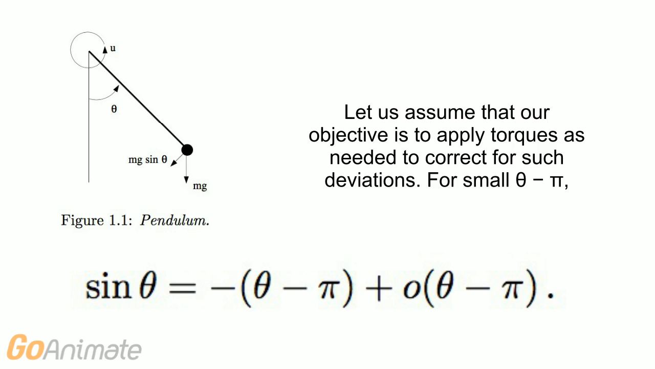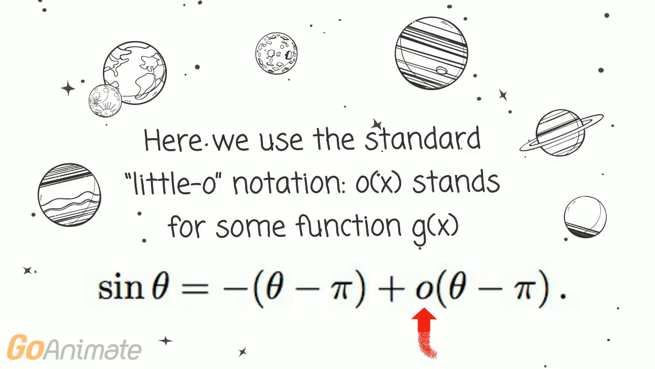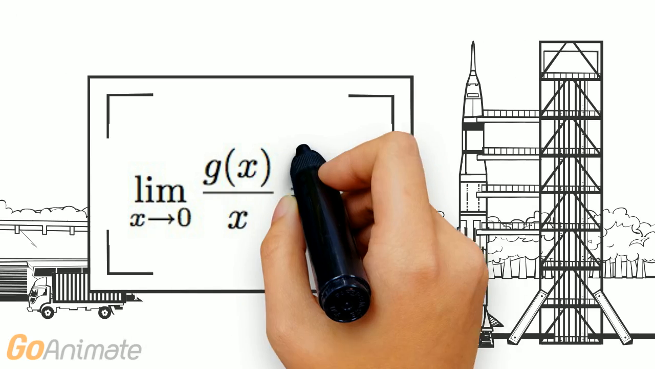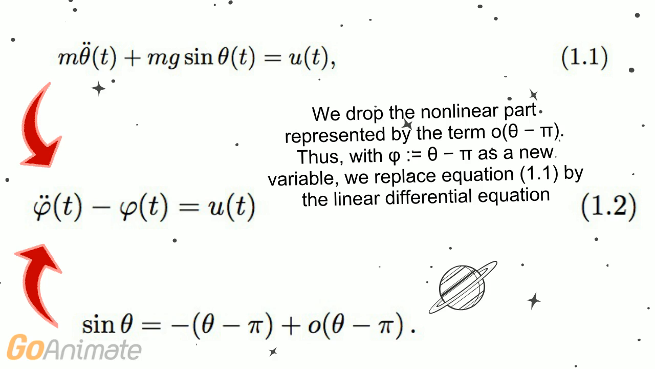For small theta minus pi. Here we use the standard little o notation. O of x stands for some function g of x. Since only small deviations are of interest, we use the limit as it approaches 0. We drop the nonlinear part represented by the term o of theta minus pi. Thus, with phi equal to theta minus pi as a new variable, we replace it in equation 1.1.